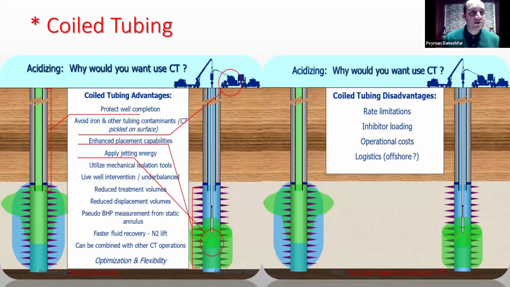0.5 to 2 barrels per minute maximum, and also inhibitor loading because of the coil tubing reel. We should use more corrosion inhibitor, and also consider the operational cost and the logistics, because when you are offshore, we should prepare a vessel. We find the vessel when the weather is better. If the weather is okay, the coil tubing goes to the next rig, and the crane lifts it up. Maybe it takes a lot of time.